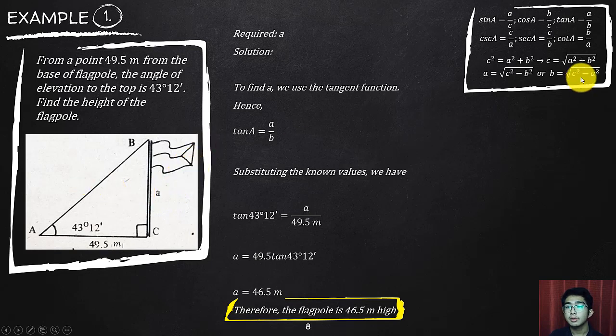We use our principles developed from the previous discussions for solutions of right triangles. You have your six trigonometric functions and you have your Pythagorean theorem. What is given here? We have angle A, correct? Angle A is 43 degrees 12 minutes. That is our angle of elevation. And then we have 49.5, which is actually side B. We're looking for the height, which is A. So what function are we going to use? Can we use the Pythagorean theorem?